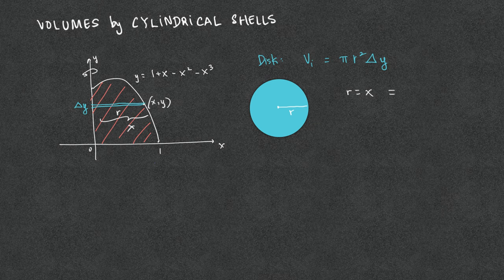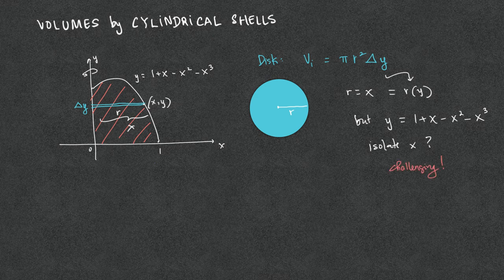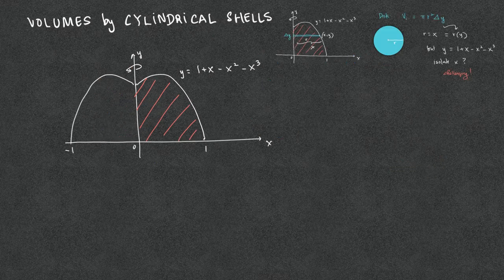Because of delta y, we would need to express the radius in terms of y. But y is 1 plus x minus x squared minus x cubed. Isolating x in terms of y is going to be very challenging. And so instead of slicing the solid horizontally, we slice it vertically, parallel to the axis of rotation.